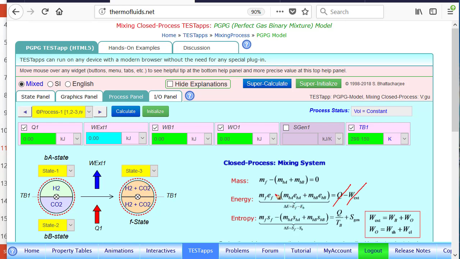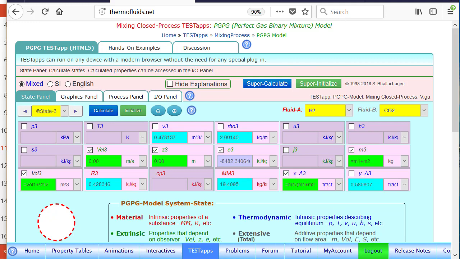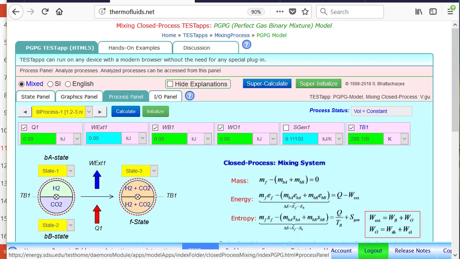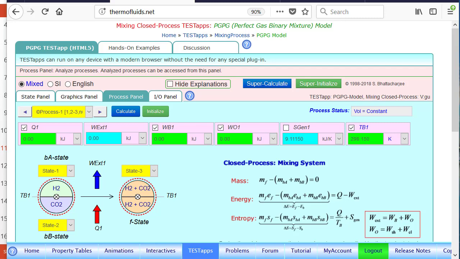Therefore, the final energy should be computed from this equation and posted back in state 3. As you can see, E3 has been posted back here. A calculate will produce all other variables in this problem. So the final pressure is found, the final temperature is found, and finally, if we go to the process panel, we should find the entropy generation in this problem. Sgen is quite high, 9.11, because of mixing between two dissimilar fluids. A what-if study can be performed quite easily. You can change any variable and register its change and click super calculate, and that's all.